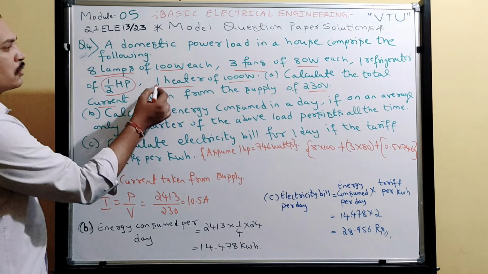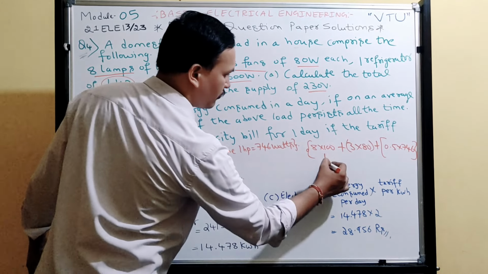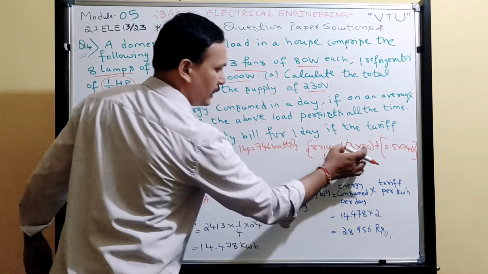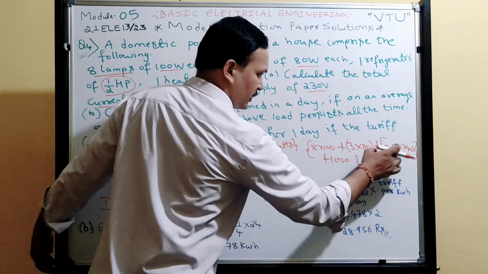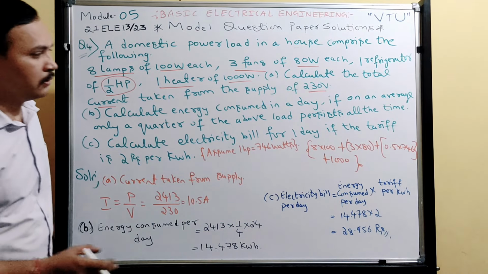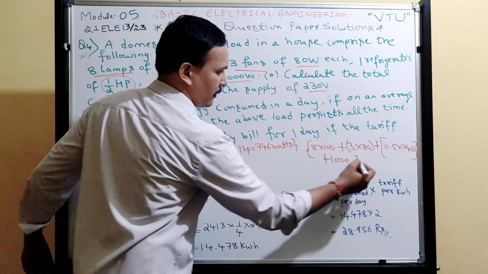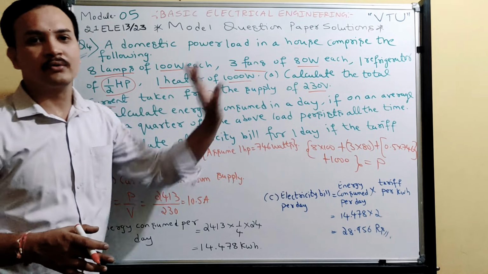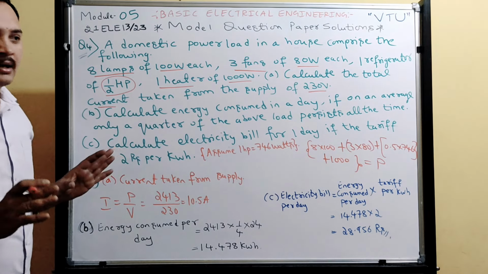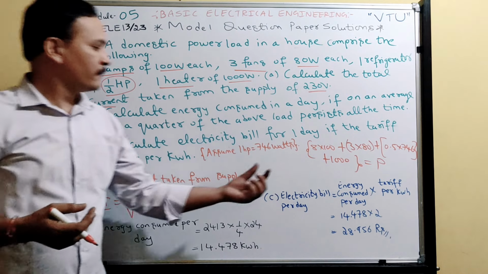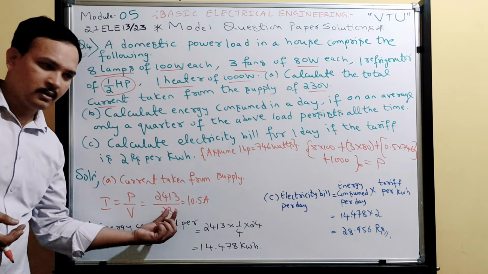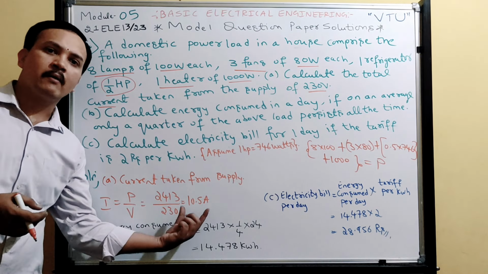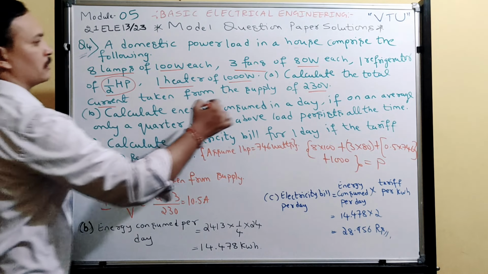What is the other load left? Only one heater of 1000 watt, so you add plus 1000. So 8 into 100, 800, 3 into 80, 240, 0.5 into 746 you will get some value, plus 1000. Add all this, and that is the total power connected to that particular house. If all these appliances are operated, the power consumed by that house is this much, 2413. When all this is connected to 230 volt, we get a current of 10.5 ampere. That is the first part of the question completed.